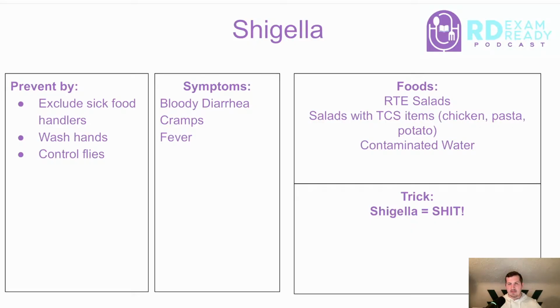So, ready to eat salads, like a chicken salad, a macaroni salad, a potato salad, something that was cooked but now it's just been cooled down. A TCS food like that would be a food you would think of there. And then contaminated water can also be a big one with Shigella. My trick for this, pardon my language, and it's just the easiest way to go about it, is I think of Shigella and I think of the word shit, because I think they fit really well together. It's a fecal transfer between those two, and it helps you to think of flies a lot of the time. So I think it's a nice little trick for memorizing that one.